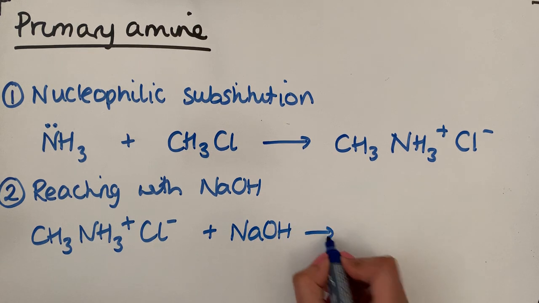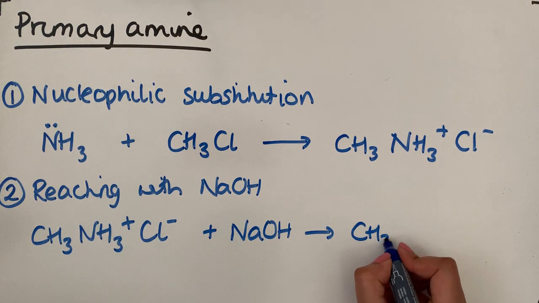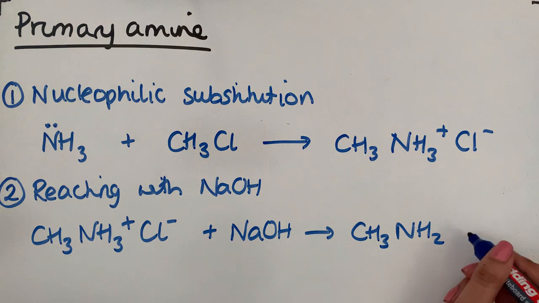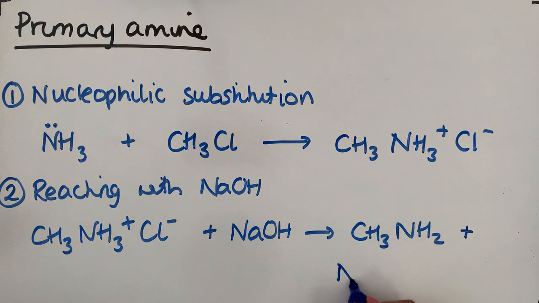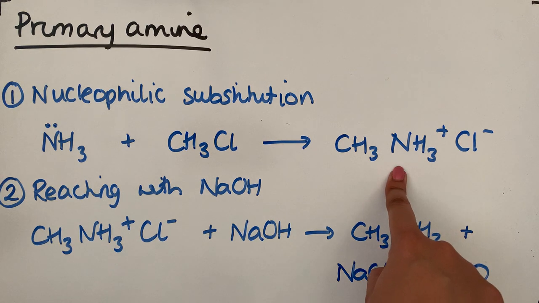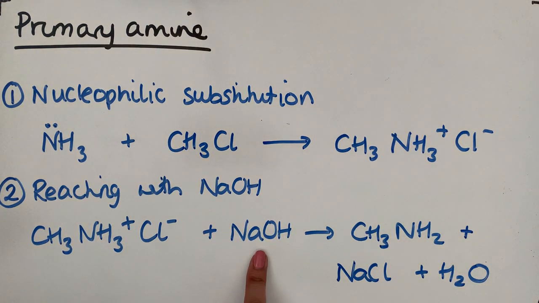So if I just do the equation for this, react with sodium hydroxide, that's going to release the primary amine that we want, which is this. And so that is methylamine, and it's also going to release NaCl and H2O as other products as well. Okay, so this is the two-step process to form a primary amine. You react ammonia with a haloalkane to form a salt. Then you react that salt with sodium hydroxide to release your primary amine and some other products as well.